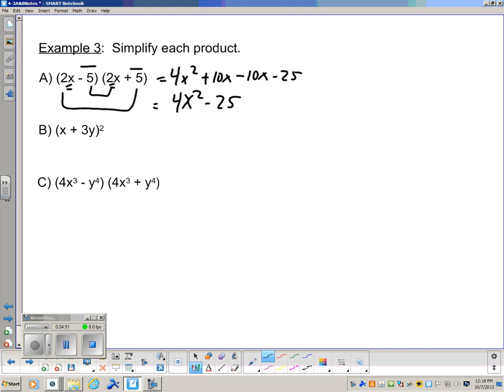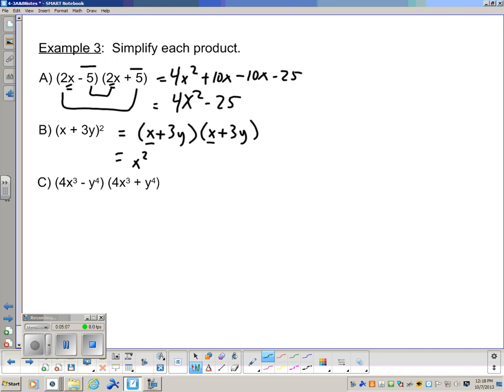And then our other piece here, (x + 3y) squared. We just have to write out x + 3y twice. Again, multiplying our first terms, x times x is x squared.